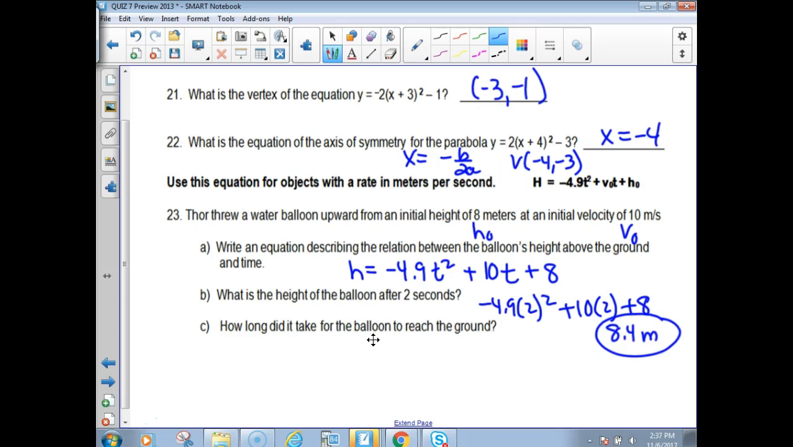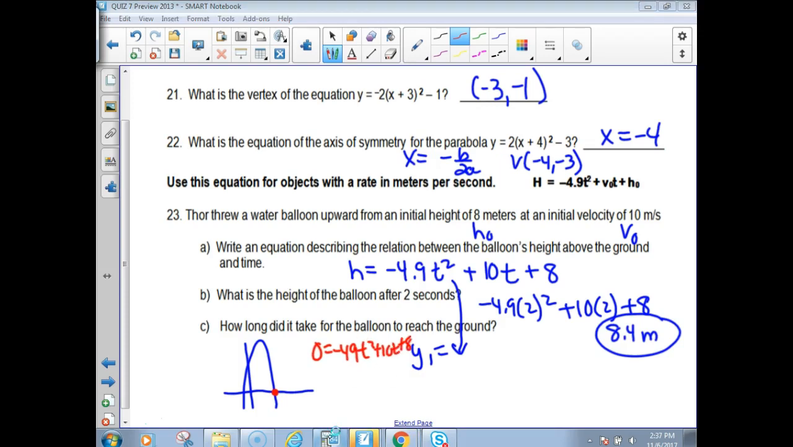And now, how long did it take for the balloon to reach the ground? You're going to want to go into your grapher, put the equation into y1. All right, and then you're going to see something probably like this. You're going to want to find when the height reached 0. So basically, you're putting in 0 for the height so that you can find it on your grapher.